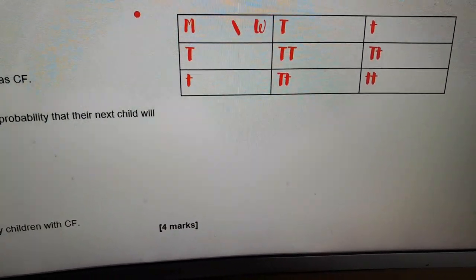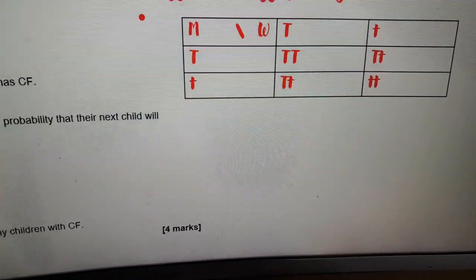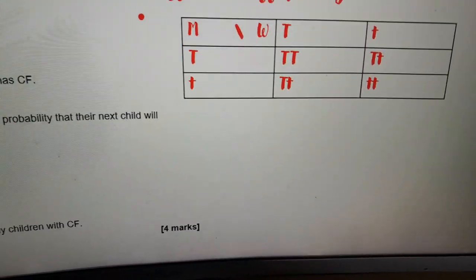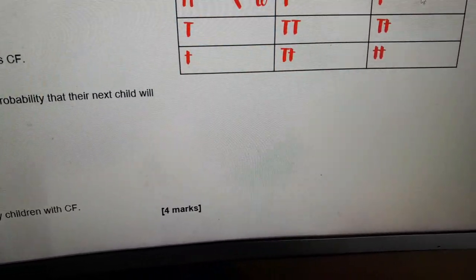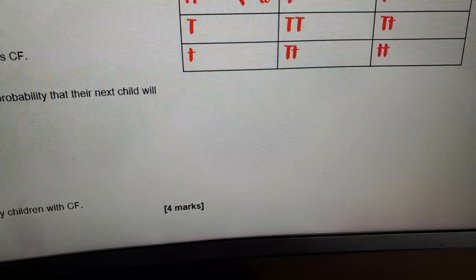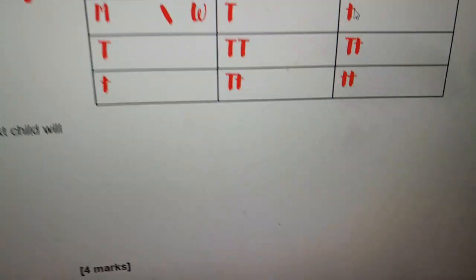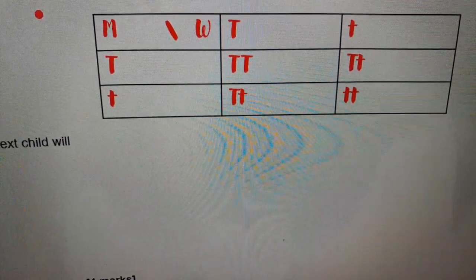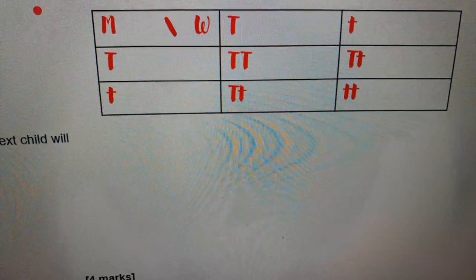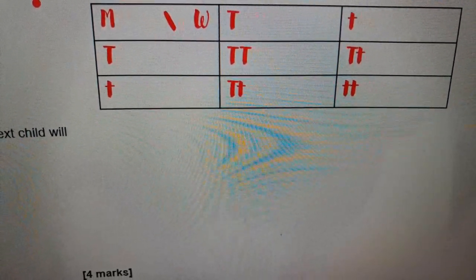Here's our Punnett square. We've got our man and our woman with M and W. And we can see they are both heterozygous because they both have different alleles. So you've got capital T and small t. And we've got the same for the man as well. That gets your mark. You've shown them both as heterozygous. You then need to fill in the Punnett square correctly for the next mark.